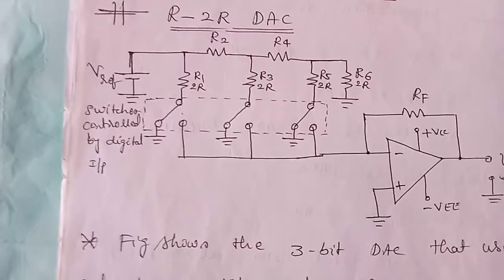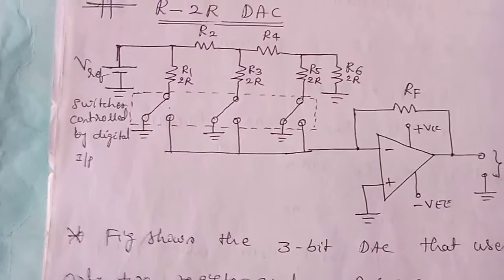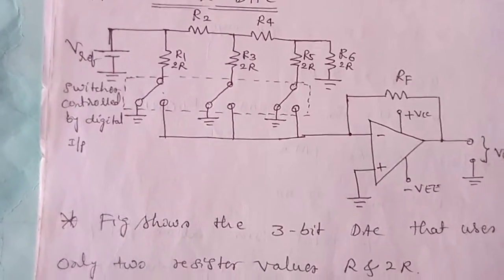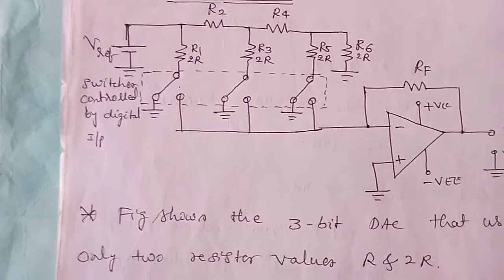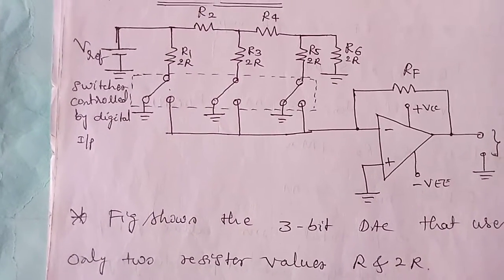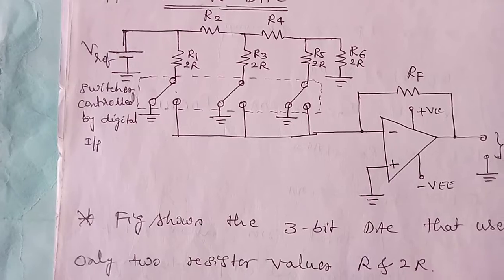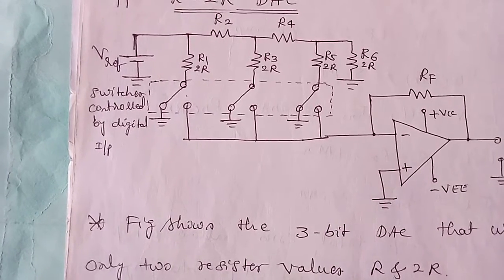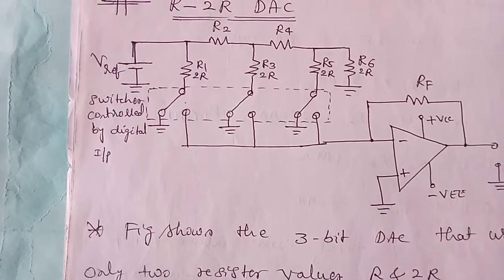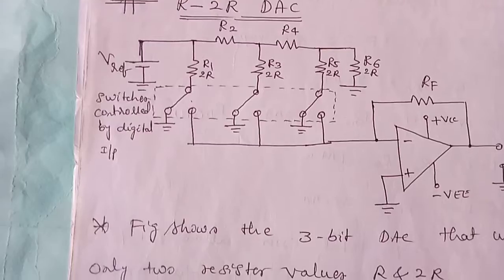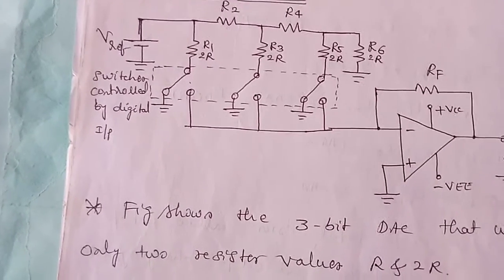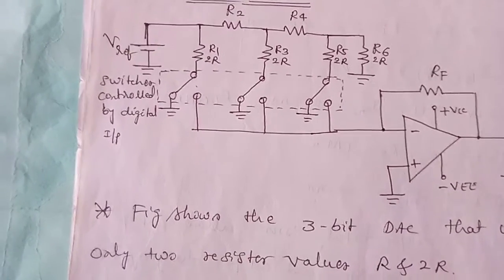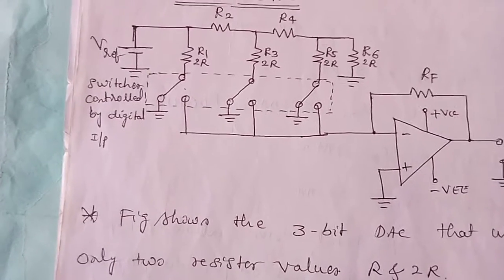Thus there is always a constant current flowing through a resistance regardless of the switch position, whether it is off or on. The R to 2R circuit is reproduced here, where we shall assume R is equal to 5 kilo ohms and 2R is equal to 10 kilo ohms, and a reference voltage of 10 volts, to understand it in a clear view.